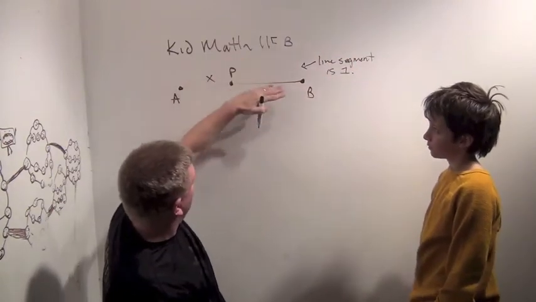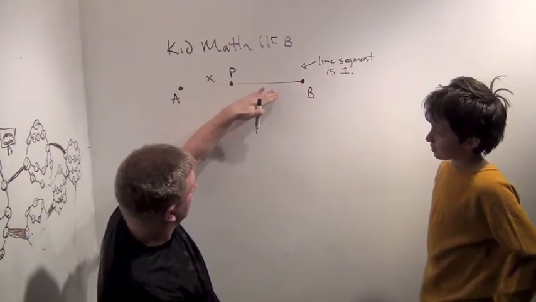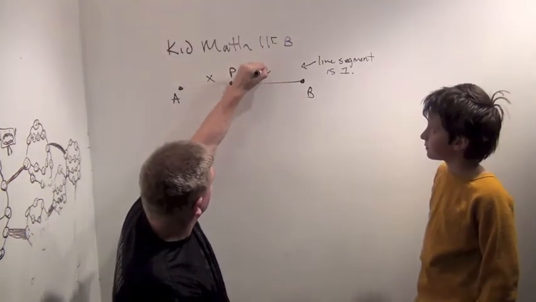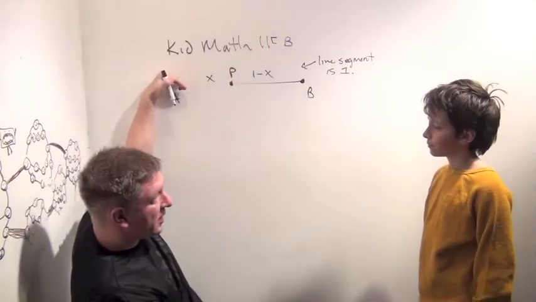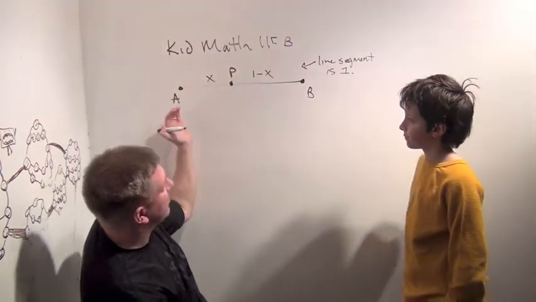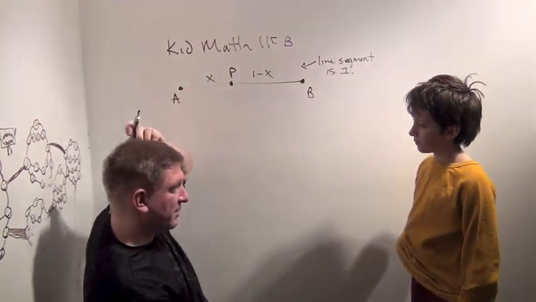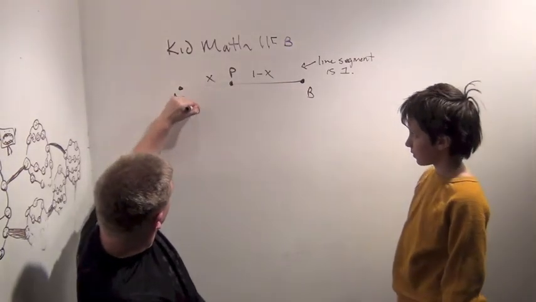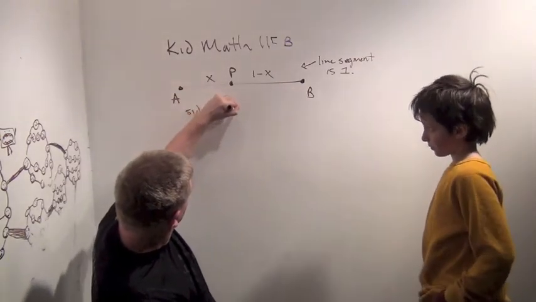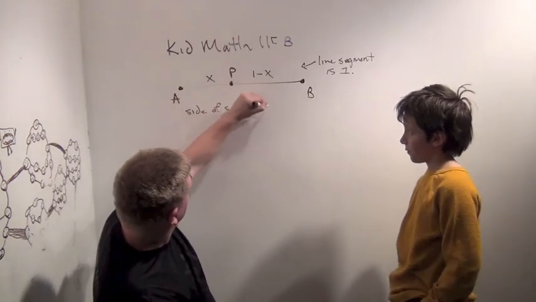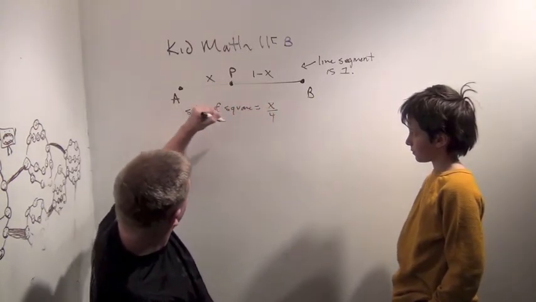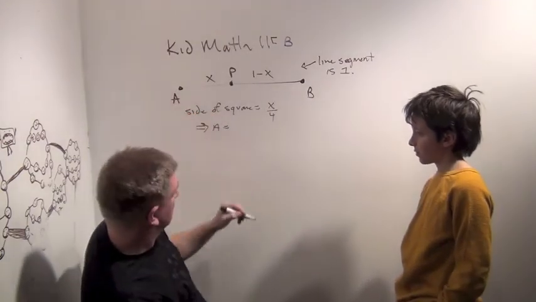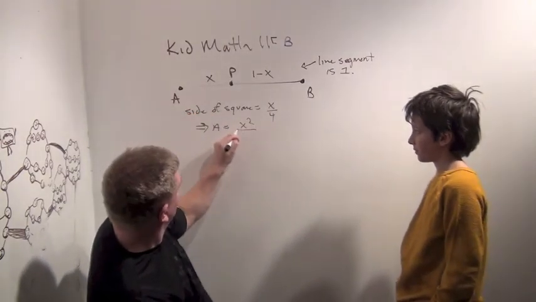Okay. How long is this part then? It's 1 minus x, very good. Now this forms the square, right? AP forms the square. Sorry I reversed the a's and b's from the way you did it, but it's okay. So the side of the square is x over 4. So the area is what? The area is x squared over 16.